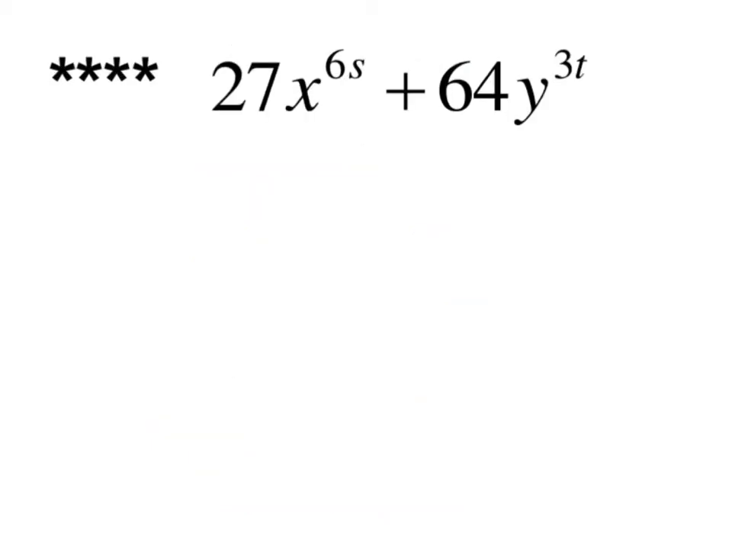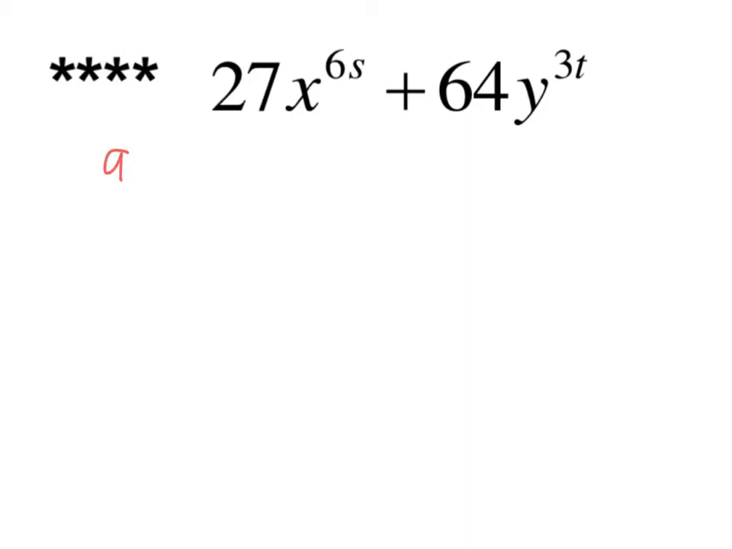Okay, here is the last problem of this worksheet. I'm looking for a GCF. There is not one. I notice 27 and 64 are both perfect cubes. X to the 6th, well, a 6 is divisible by 3. And then in the second one, y to the 3t, the 3 is divisible by 3. So I can treat all of this as a sum of perfect cubes.